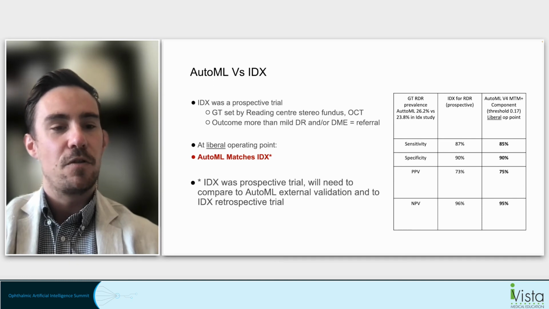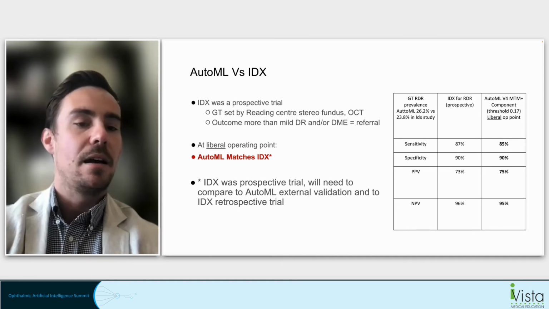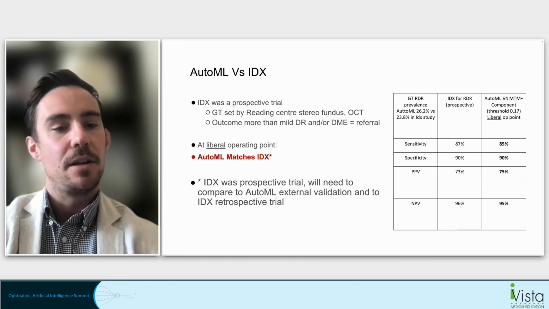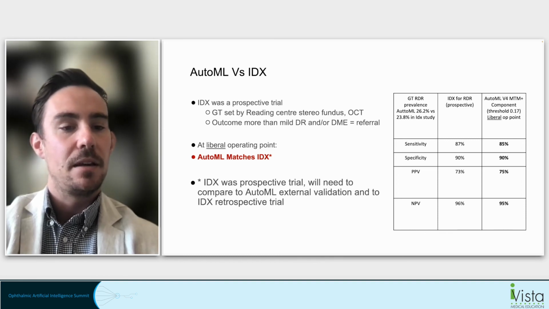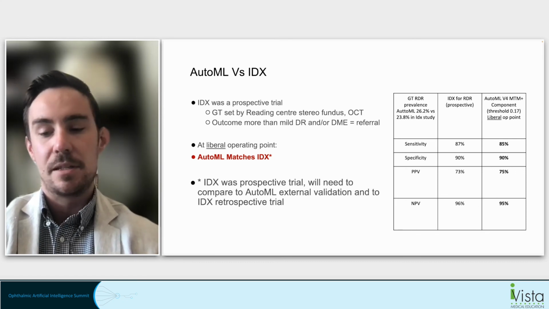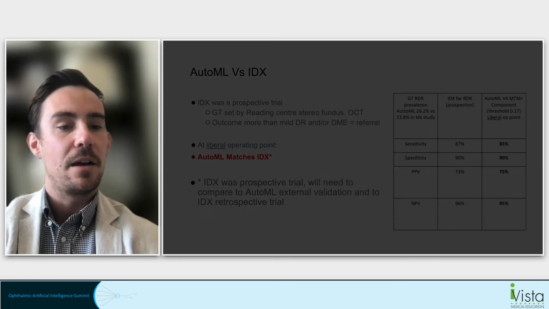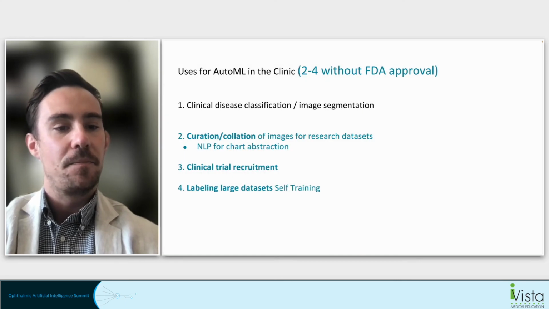So we actually performed a limited evaluation against diabetic retinopathy referral model, which is IDX, which was, as you guys know, FDA approved. And in our evaluation, AutoML matched IDX performance. And this was without coding and without labeling. So I think I'm out of time. I'll skip through a couple slides.